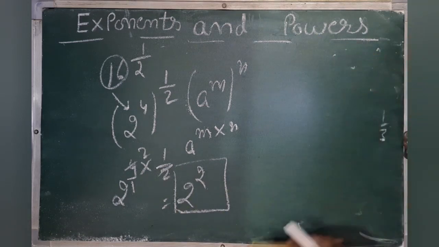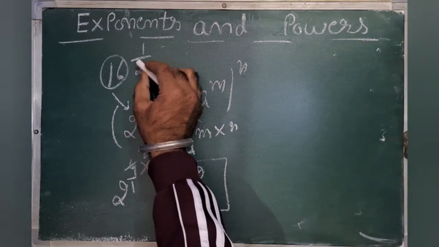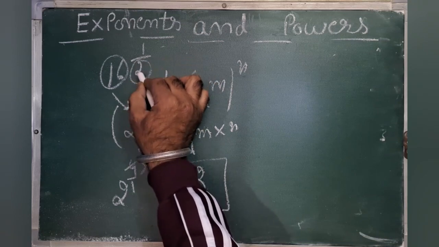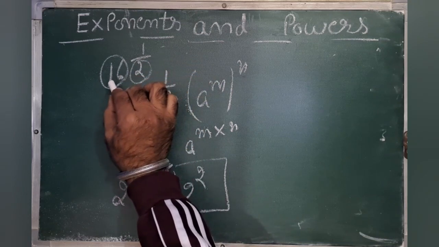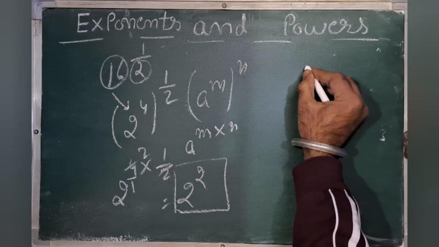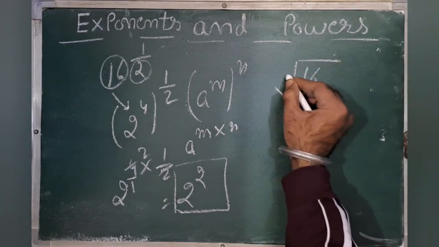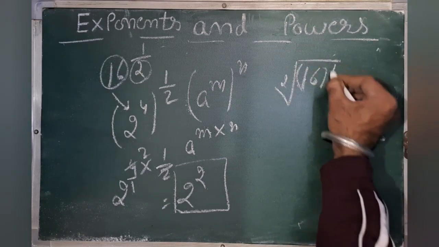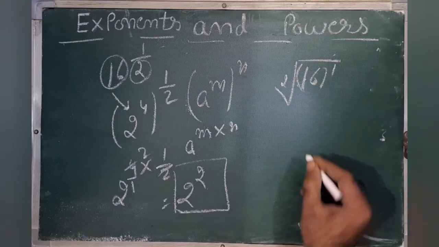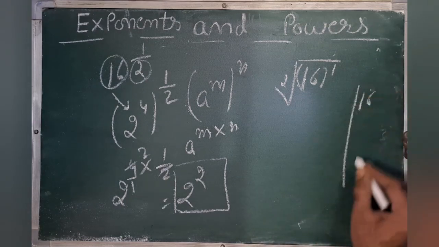So with the other method, how can we solve this? The denominator is 2, so that means we have to find the square root of 16. So 16, and the power is 1. Right? So for 16 again we find the factors.